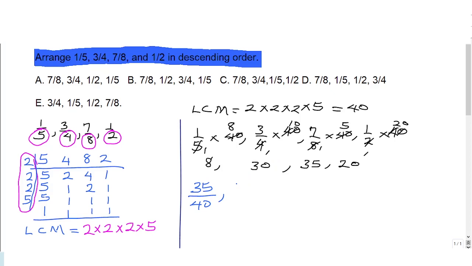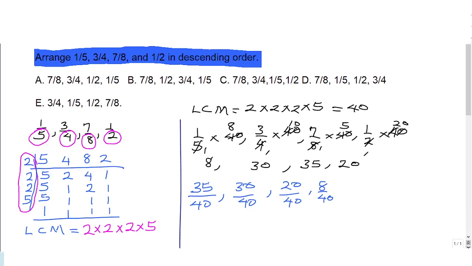The next number is 30 over 40. The next number is 20 over 40, and the last one is 8 over 40. Are you seeing it clearly? So this is supposed to be our answer, but we need to bring it to the lowest term so it will match one of the options that they give us here.